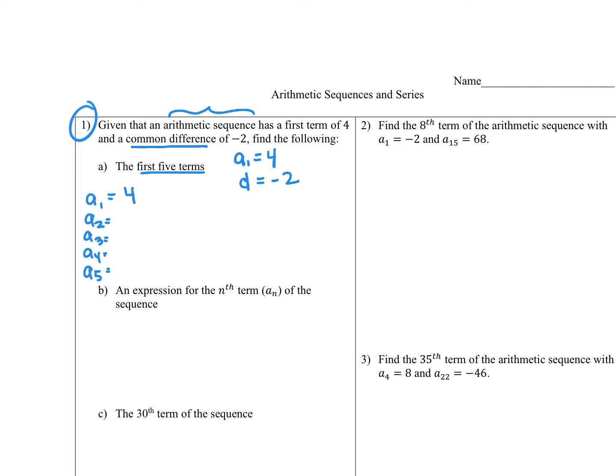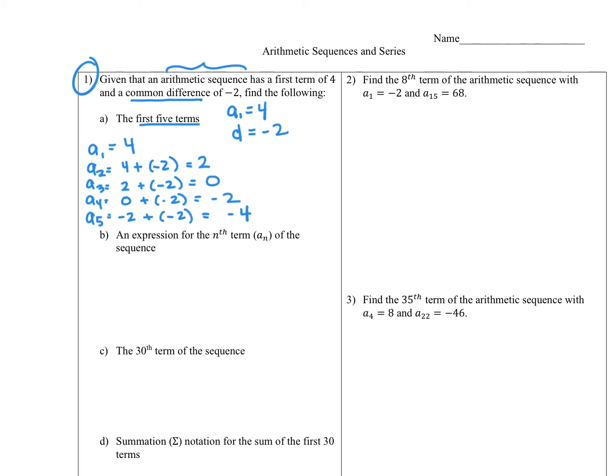And so to find A2, we're just taking 4 plus that -2. So it's the term before, add that -2, which makes 2. Then we're going to take that 2, and again add another -2, which makes 0. We're going to take that 0 plus -2, and that will make -2. -2 plus -2 gets us -4. So those are the first 5 terms.